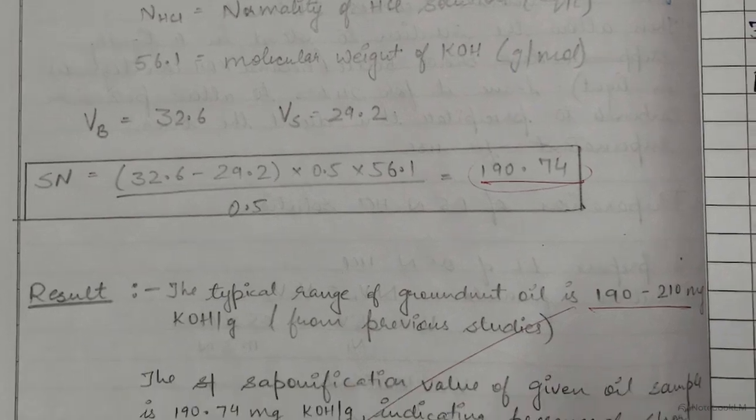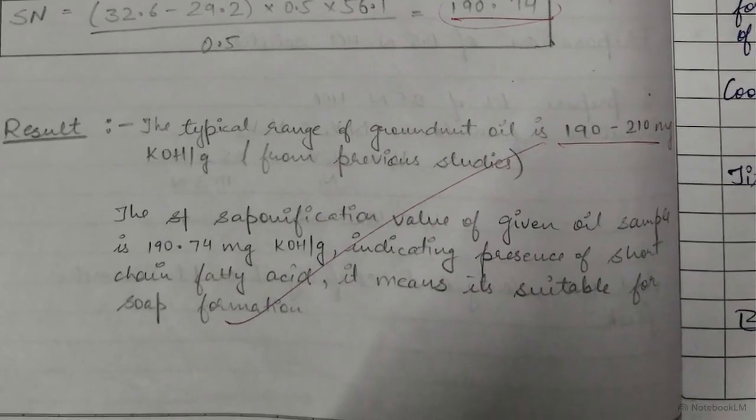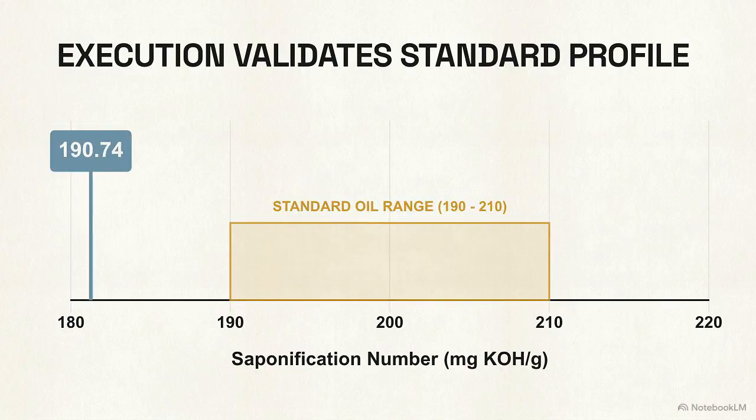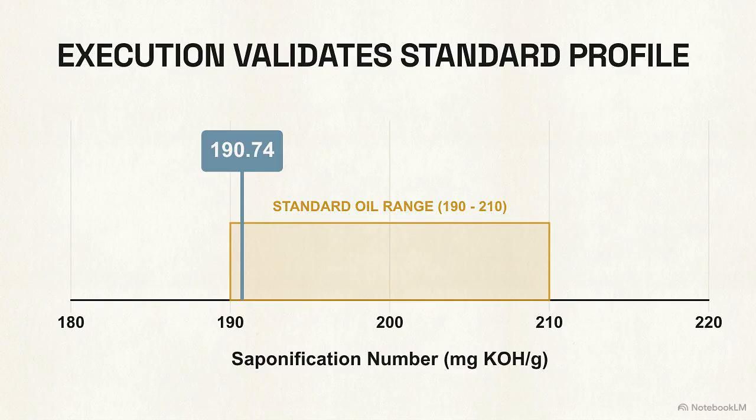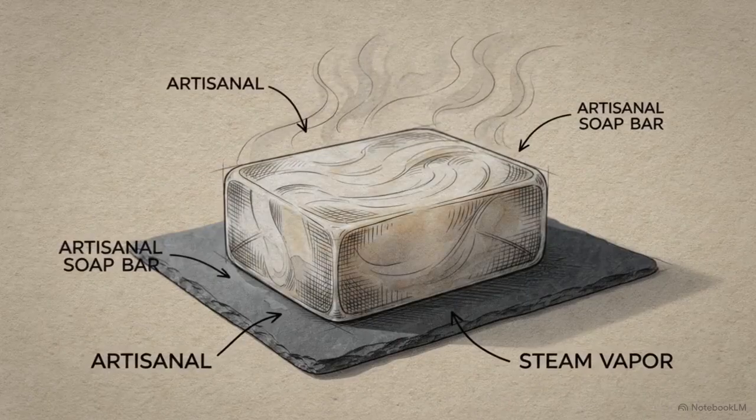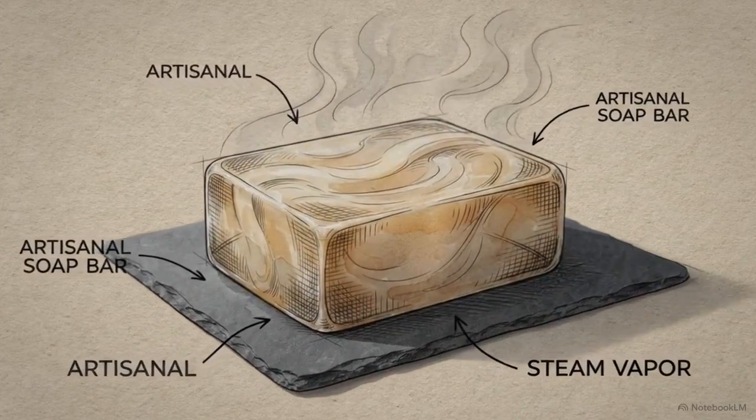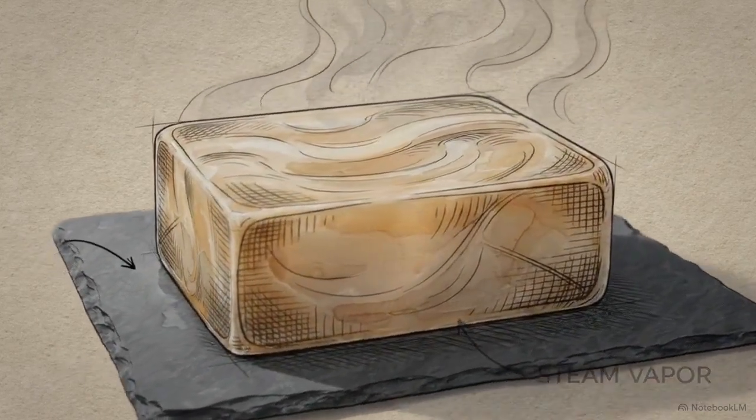The final step is validation. Looking at previous studies, the standard literature range for groundnut oil sits between 190 and 210 milligrams per gram. Our result of 190.74 lands safely inside that window. This confirms our laboratory execution was accurate, verifies the presence of the expected short-chain fatty acids, and proves this oil meets the chemical requirements for commercial soap production.